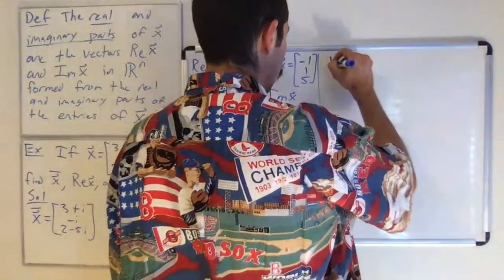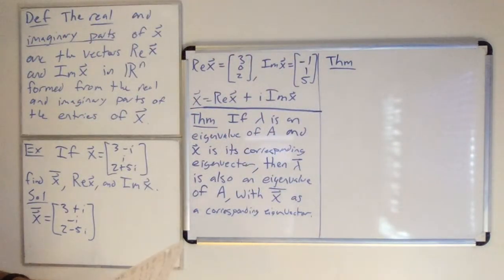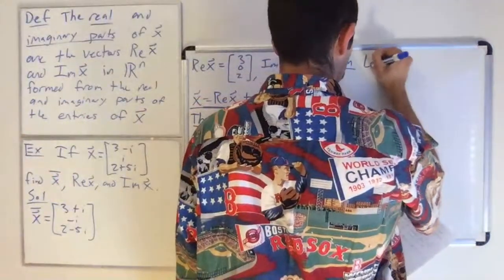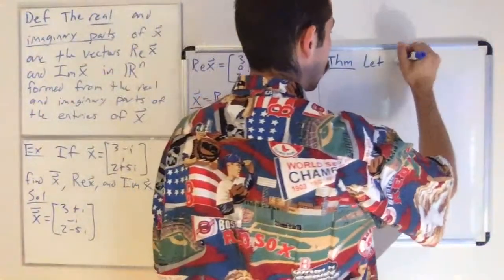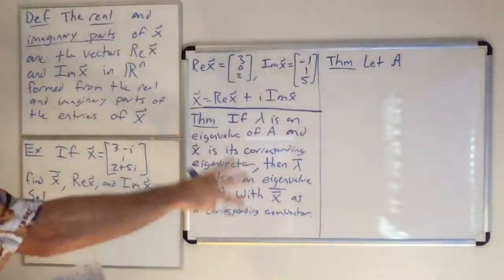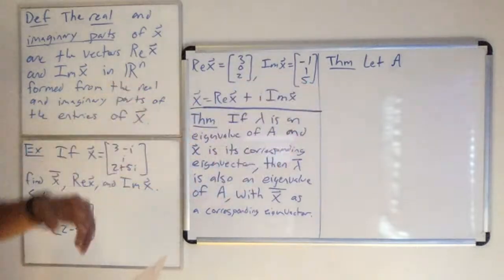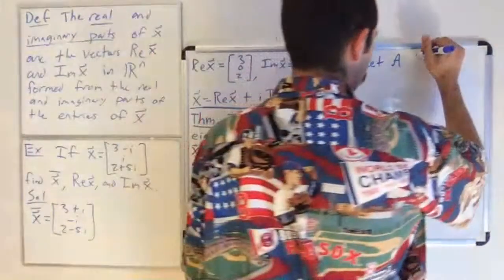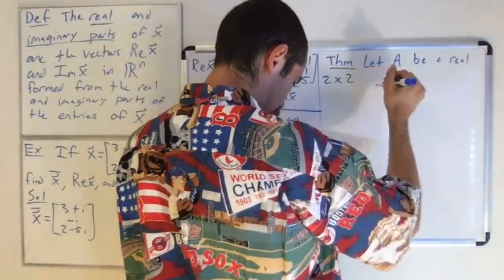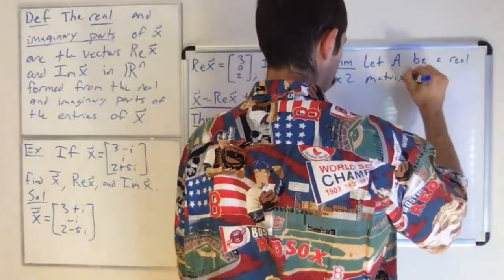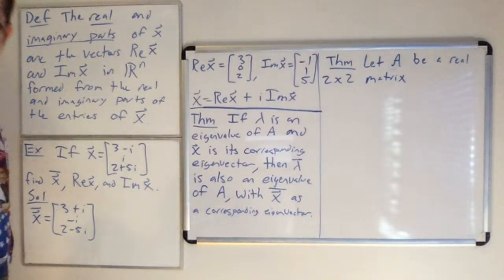And now here's another theorem. This next theorem uses this first theorem; the proof of this theorem will rely on it, but we're not going to do the proof. So let A, lowercase, capital A here, be a real two by two matrix. Okay, so real meaning all the entries of A are real numbers.